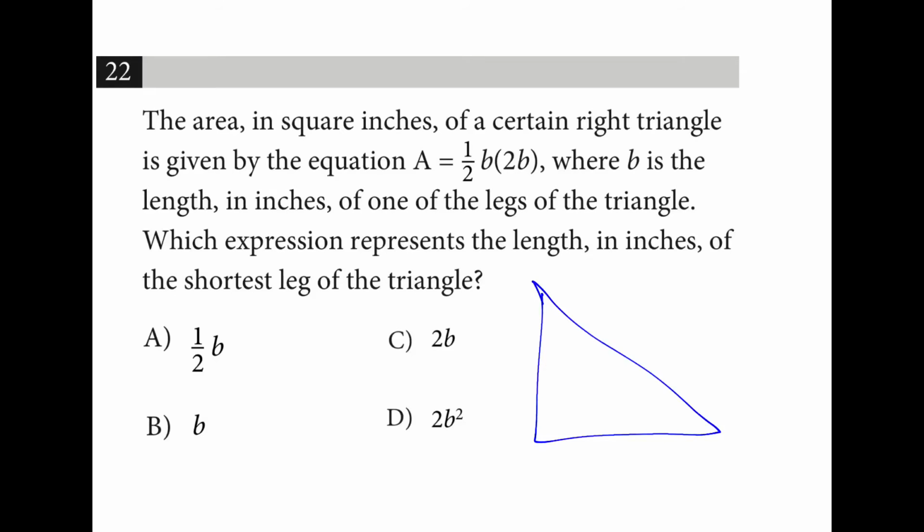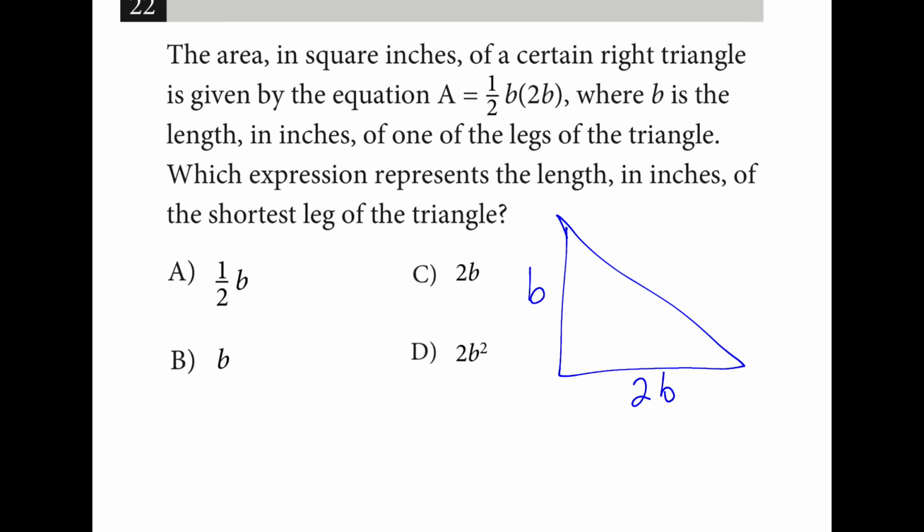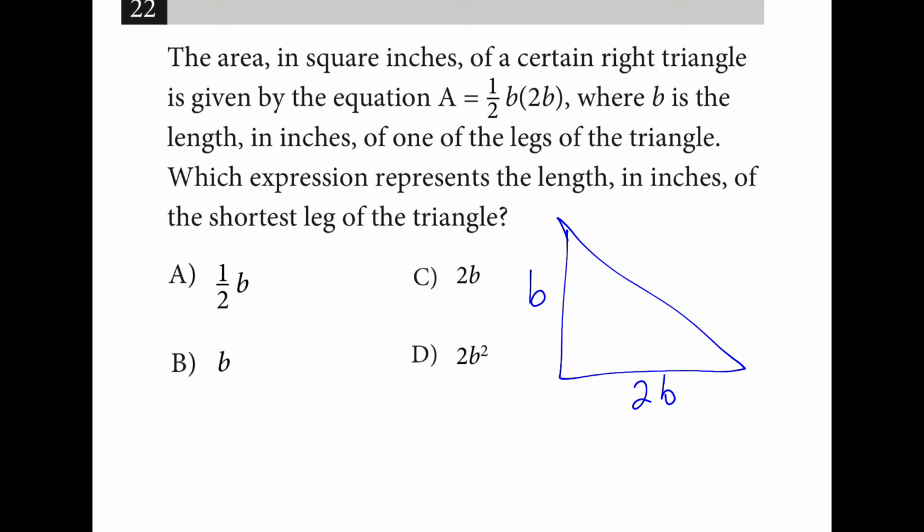The area of a certain right triangle is given by the equation 1/2 times the base times 2 times the base. So let's call this B and this 2B. And which one do you think is shorter, B or 2B? It's just B. You don't have to actually find the value of the hypotenuse. You just have to know that the hypotenuse is the longest, so out of these two, which one is shorter?